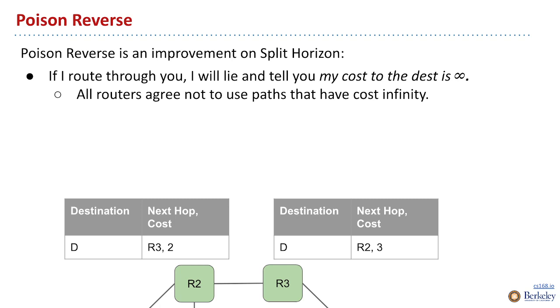One downside to split horizon with poison reverse is that it's chatty, right? It's going to send this infinity instead of being quiet. But the difference is negligible in the amount of traffic we send. So no, I can't think of a reason. Any other questions? Okay. Cool.